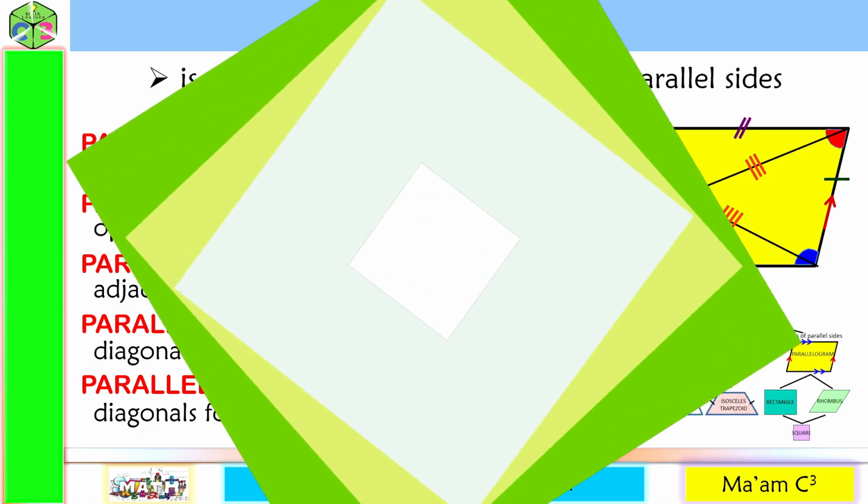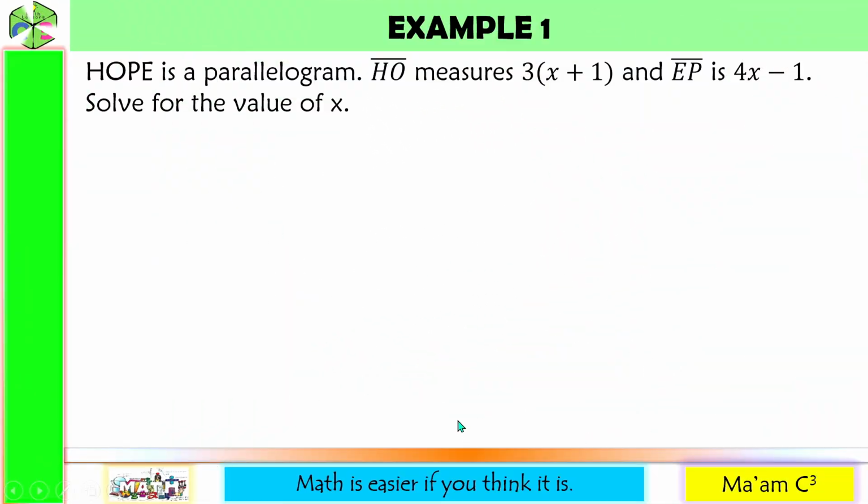Let's have the first example. HOPE is a parallelogram. Line segment HO measures 3 times the quantity x plus 1, and line segment EP is 4x minus 1. Solve for the value of x.